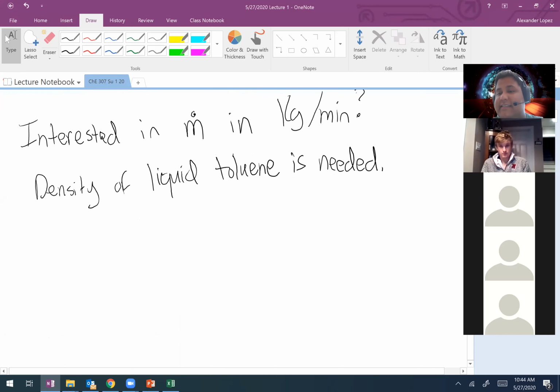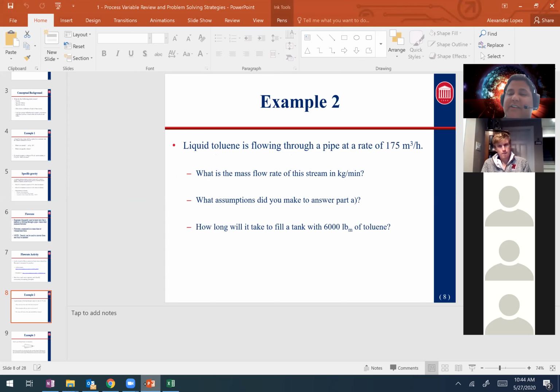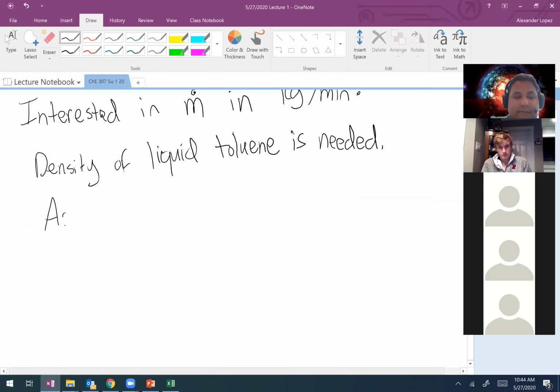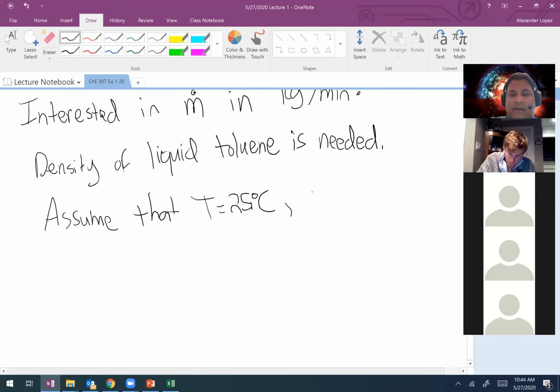So that's some information that I need. And if I don't state a temperature, pressure, and those kinds of things at which the liquid toluene is, I'm going to need to make an assumption in regards to the temperature and pressure of that liquid toluene flowing through the pipe. For most processes, we like to assume a standard temperature, the most common being 25 C, and a standard pressure, most common being about 1 atmosphere.